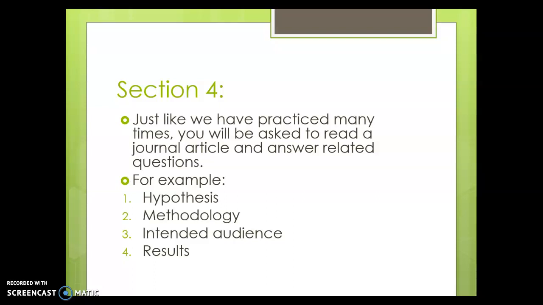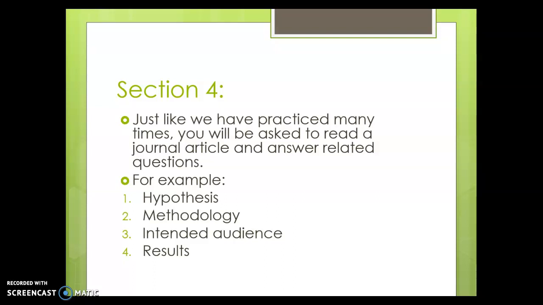In Section 4, this won't be too surprising. It'll be sort of an in-the-moment test of your ability to read through journal articles. So I'm going to give you a journal article, and I will ask you questions about the hypothesis, methodology, intended audience, and results. And just to clarify what intended audience means, it does not mean who was being tested. It means who would benefit from reading this article.